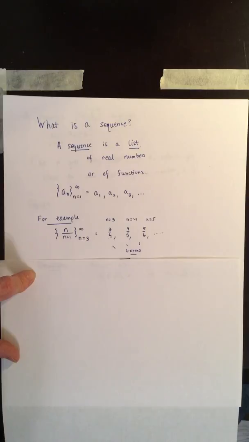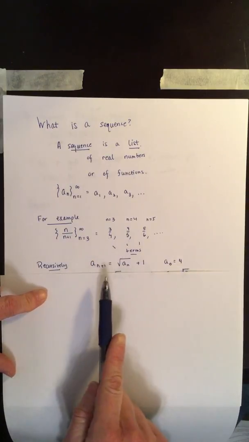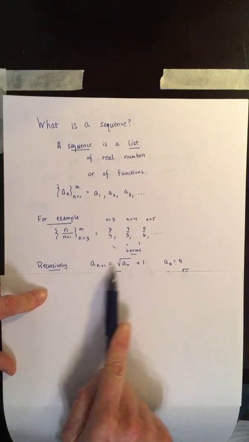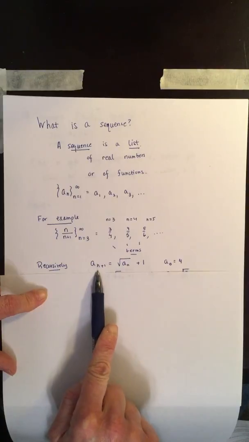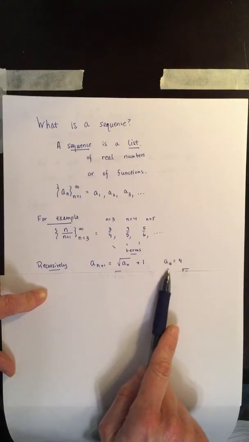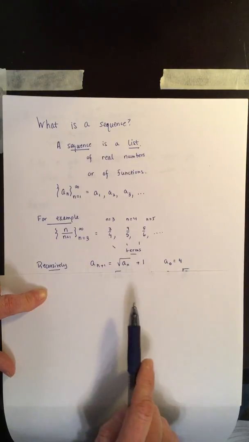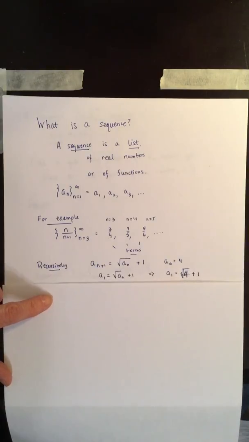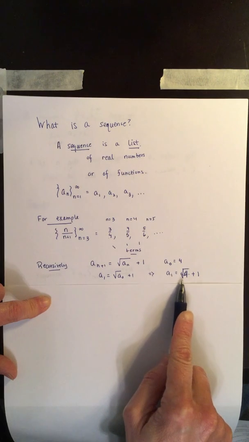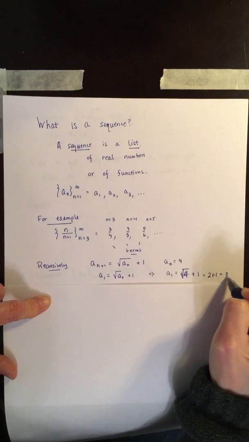I could also define a sequence recursively. That means that if I have given one or more terms that are known, I could find the next term in the sequence, and I would have to be given some initial terms. So for example, if a sub 0 equals 4, and I know a sub n plus 1 equals the square root of a sub n plus 1, then I would get a sub 1 by taking the square root of a sub 0 and adding 1. Or in this case, a sub 1 would be the square root of 4 plus 1, which would be 2 plus 1, or 3.